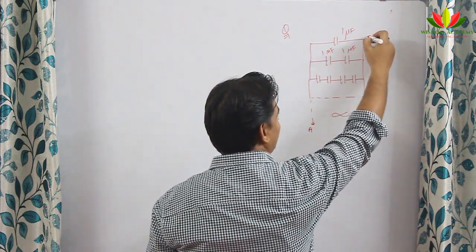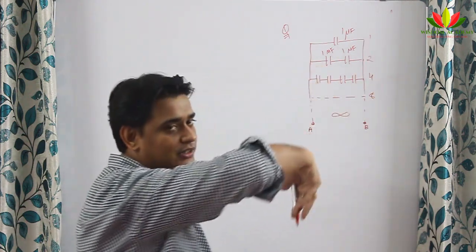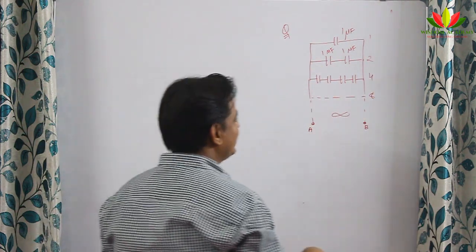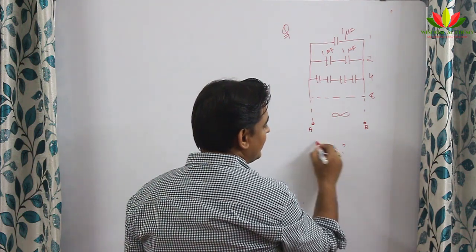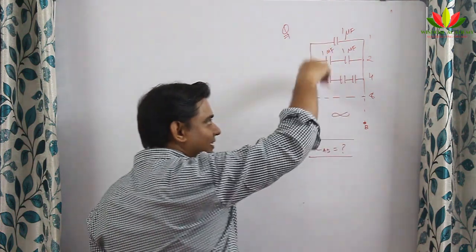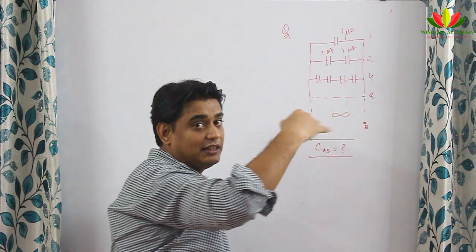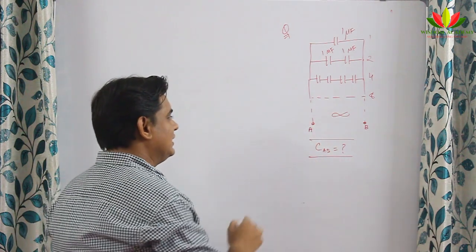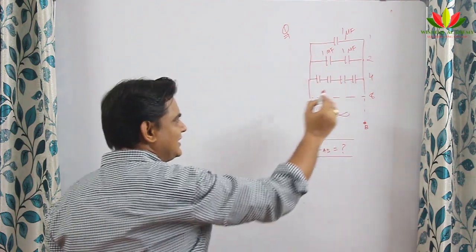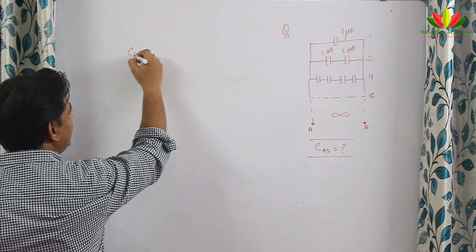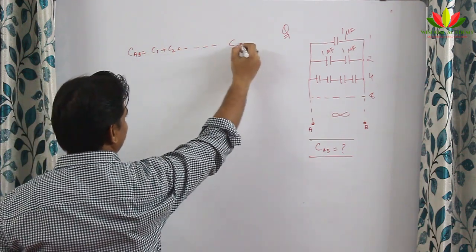In this row it has 1 capacitance, here we have 2 capacitance, here we have 4 capacitance, and here we have 8, and it goes on. So what they are asking is: what is the equivalent capacitance between A and B if there are infinite capacitances arranged like this in different rows? We know that the net capacitance in the case of parallel connection will be C1 plus C2 plus C3. So one thing is very sure, CAB will be equal to C1 plus C2 plus up to C infinity.